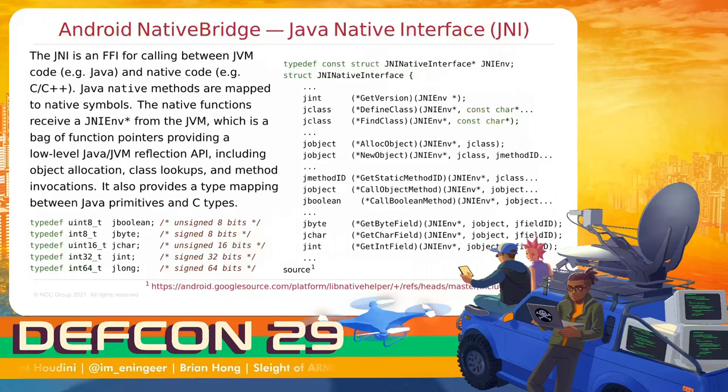And I cut out a lot of it. There's a lot of functions in there, but some of them are calling methods, getting the method ID, allocating objects, getting a field, finding classes, and so on. The pointer to this struct is actually passed as the first argument when your Java code calls the native code. And we'll see how that's used later.